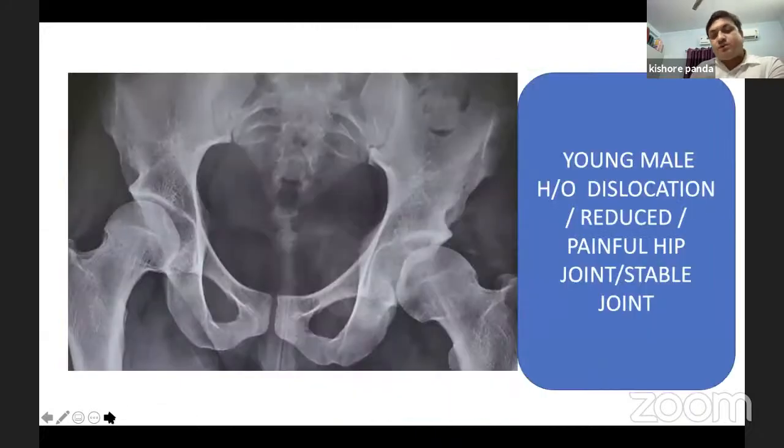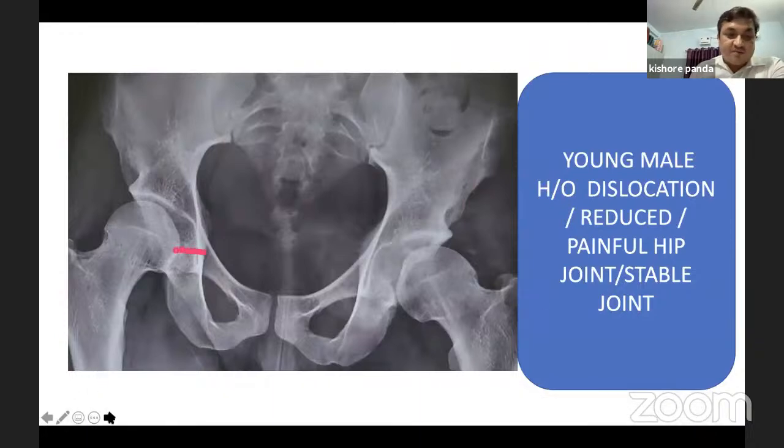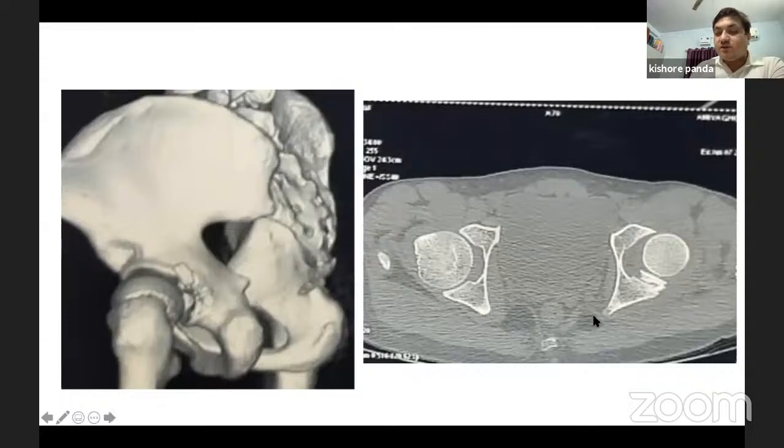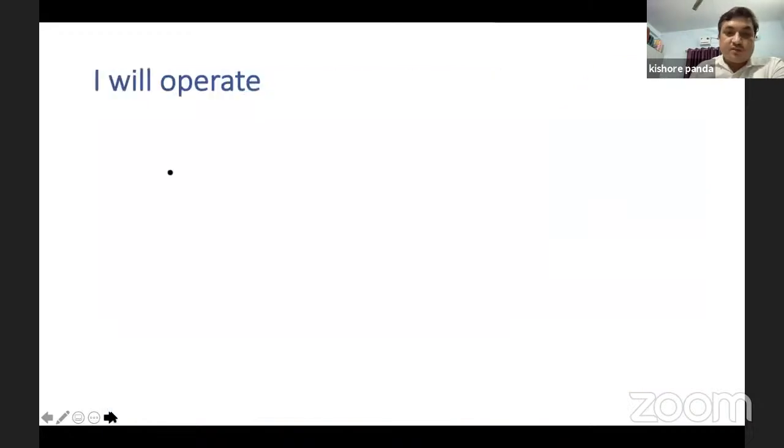So moving to the next X-ray, if we see this X-ray, it is quite a normal X-ray, except there is an increase in the medial joint space. His complaint is there was a dislocation, it has been reduced, but now the hip is painful. So definitely some intra-articular fragment may be there. So this is actually a borrowed X-ray from my friend. You can see this fragment is below the weight-bearing area, but there is an intra-articular fragment. So we have decided to fix with the suture anchor, because no plate was put, because the hip was stable enough.